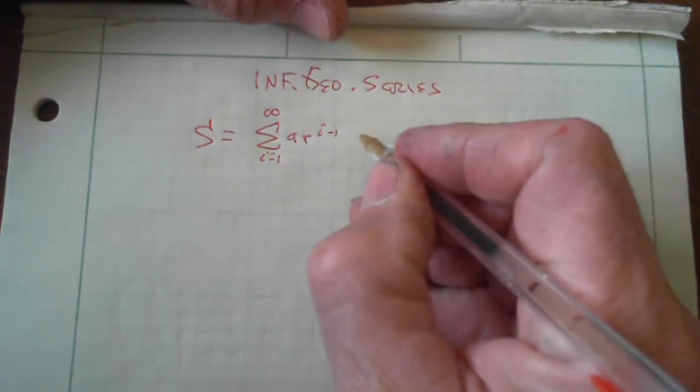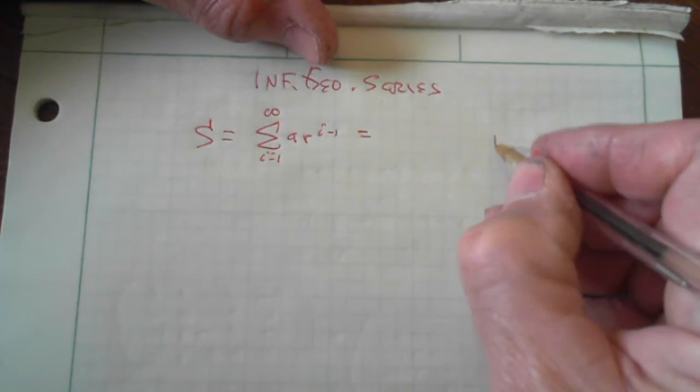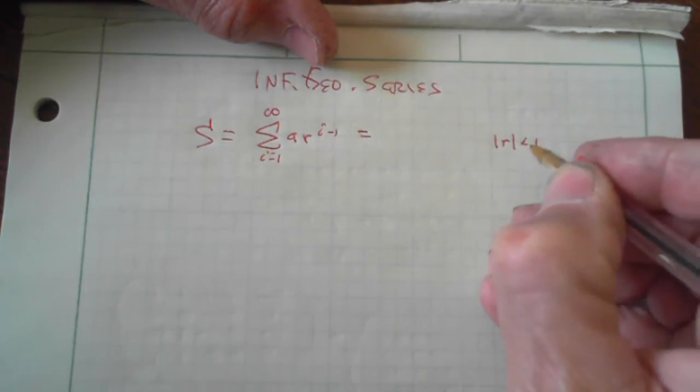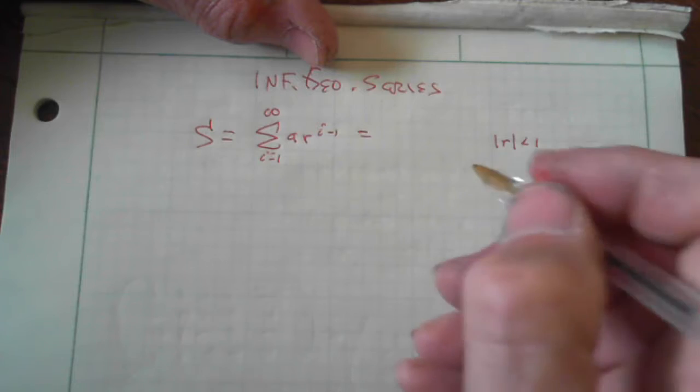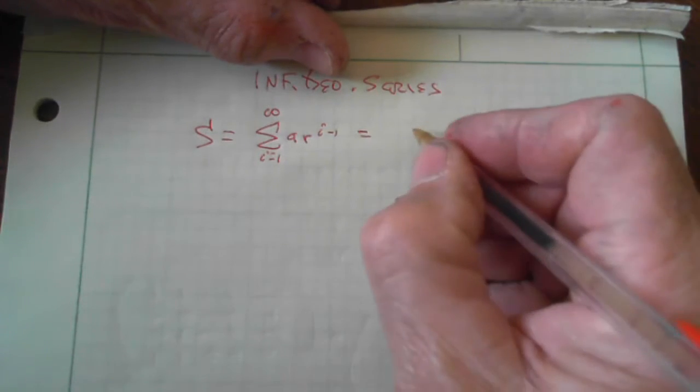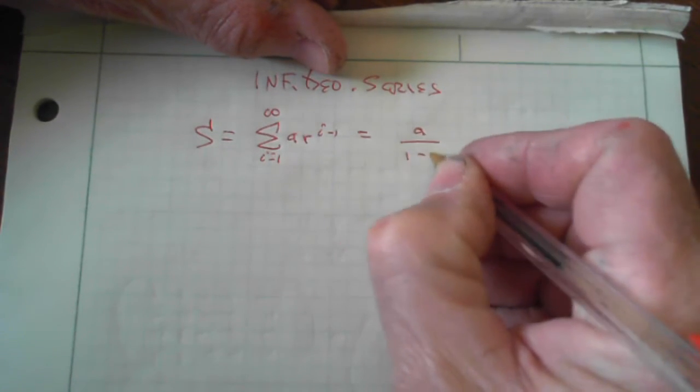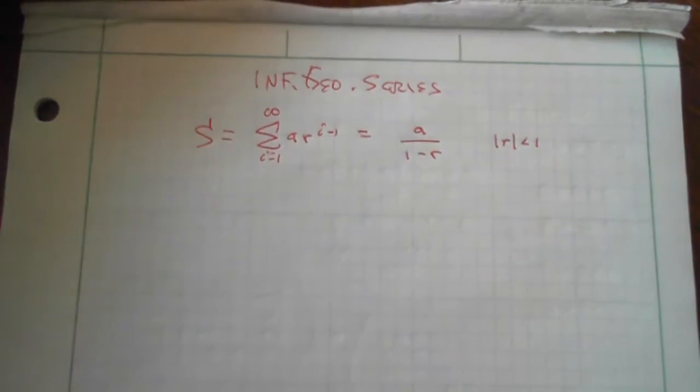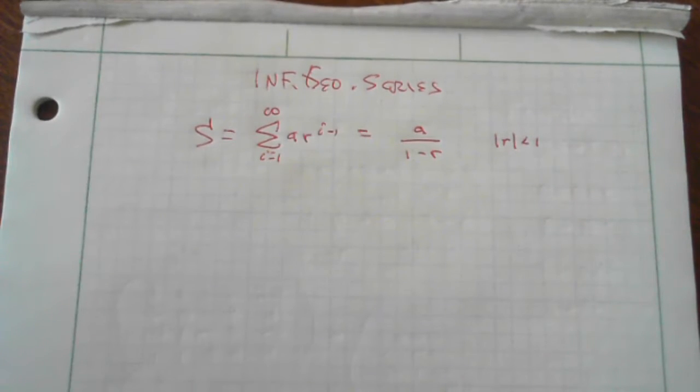Now, if the absolute value of r is less than 1, then this is going to end up equaling a over 1 minus r. So that is your infinite series. And I'm going to prove that.